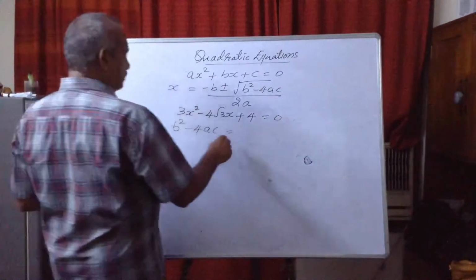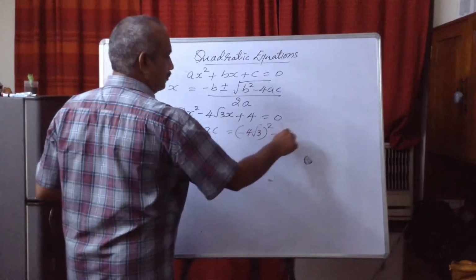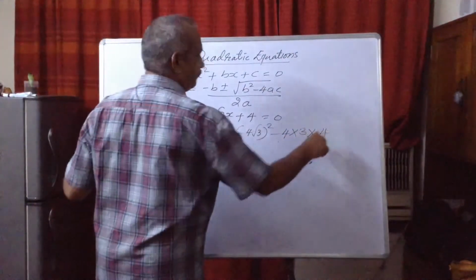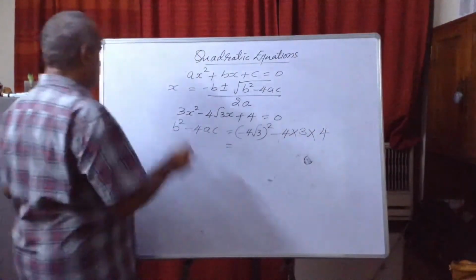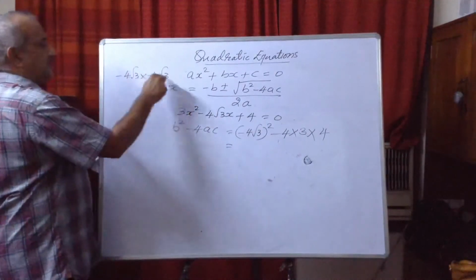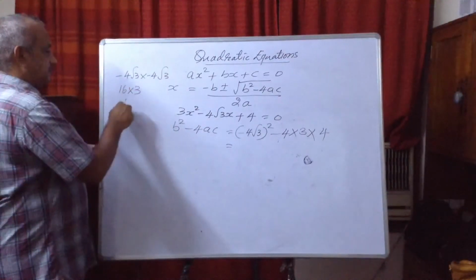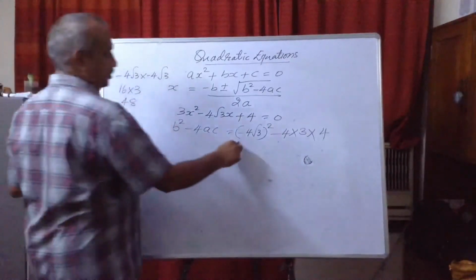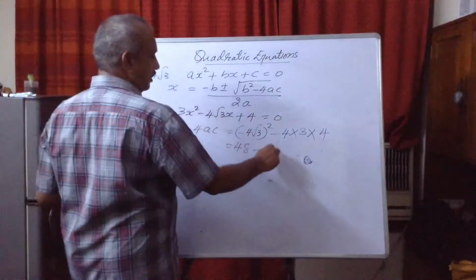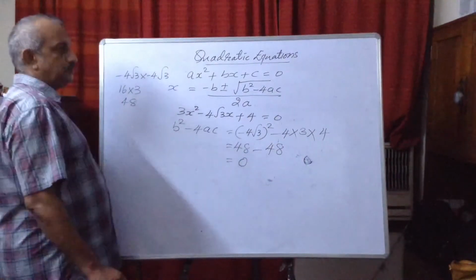Now b square minus 4ac: minus 4 root 3, the whole square, minus 4 into a, 3, into c, 4. Now this is minus 4 root 3 into minus 4 root 3. Minus 4 into minus 4, 16. Root 3 into root 3, 3. 16 3s are 48. So 48 minus, again 16 3s are 48, is equal to 0. So we are getting D is equal to 0.